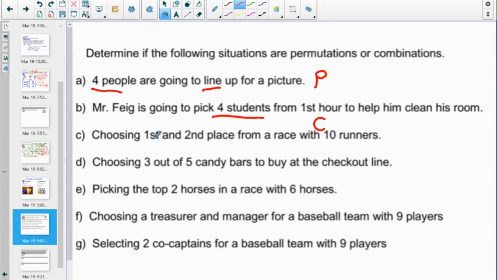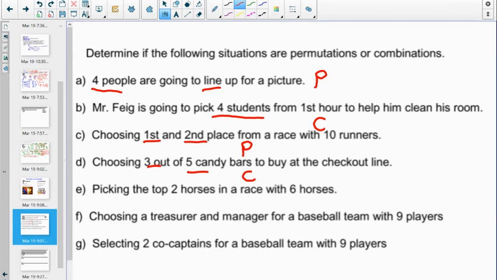Okay, part C, choosing first and second place from a race with 10 runners. Think first and second place. So there's different roles, different rankings. So that is a permutation since order does matter. Okay, so now we're choosing 3 out of 5 candy bars to buy. Are these candy bars being ranked differently? Does the order matter of how you buy those candy bars? No, it does not. So it is a combination. For instance, if you pick a Reese's first and a Twix bar second, it'd be the same thing as if you picked a Twix bar first and a Reese's second. That's why order doesn't matter.